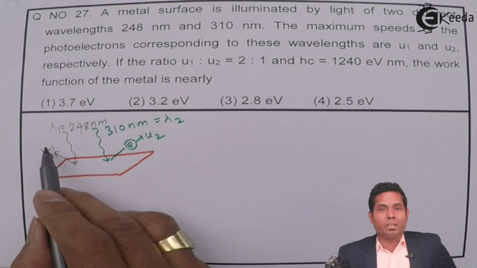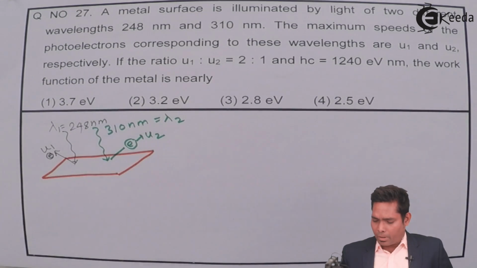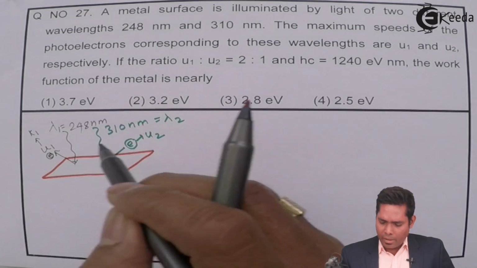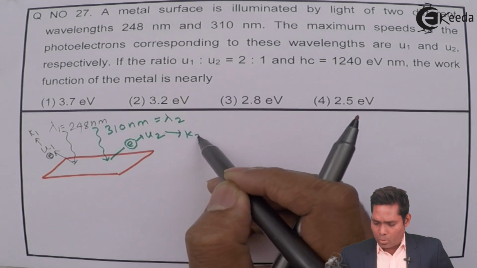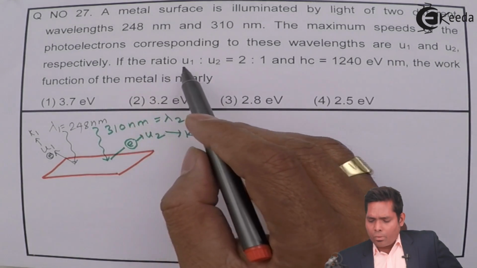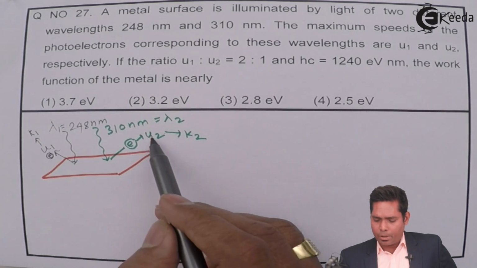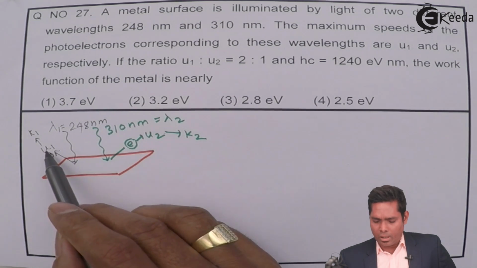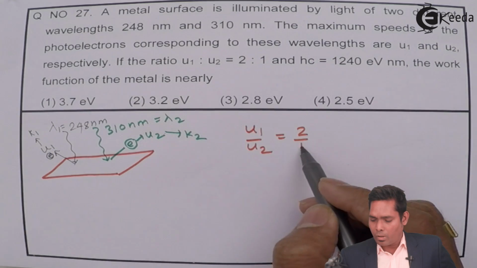So corresponding to the speed, the kinetic energy is the maximum kinetic energy. I'll write the kinetic energy as K1 for this, and corresponding to this the kinetic energy as K2. Now if the ratio of u1 upon u2, the speeds of the electrons ejected from these two wavelengths, is given as 2:1.